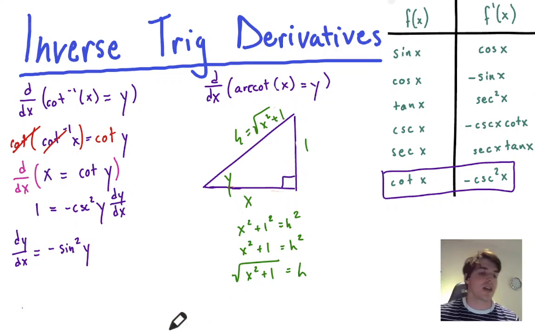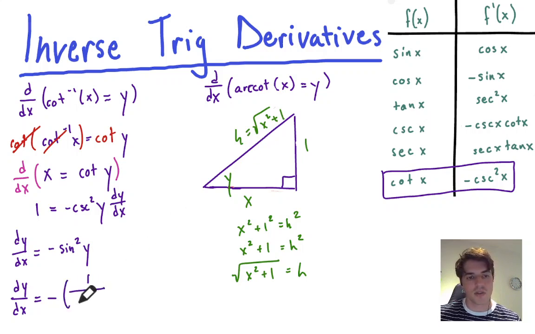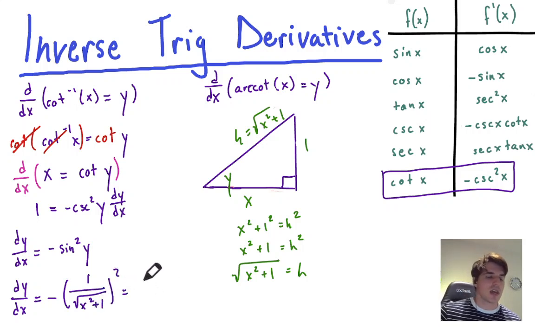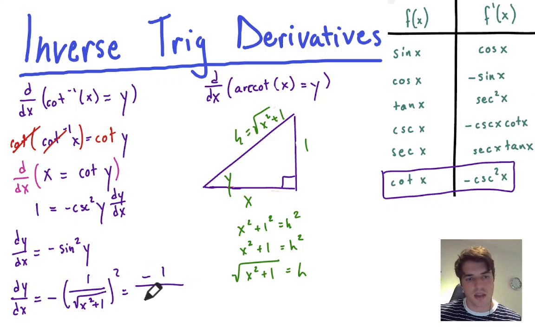And we're ready. We go back to our derivative, dy dx. That is equal to the negative sine squared of y. Sine of y, the opposite side, 1 over the hypotenuse. So 1 over the square root of x squared plus 1, all squared. 1 squared is 1, and then the denominator squared is just what's inside the square root. We'll just get rid of the square root: x squared plus 1.